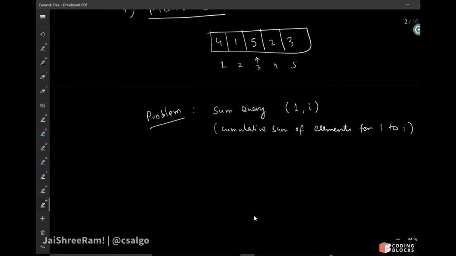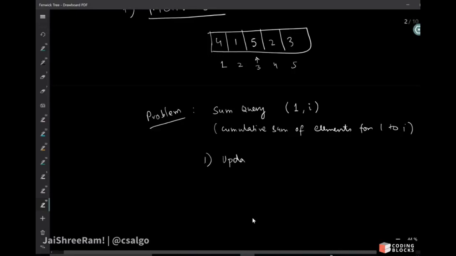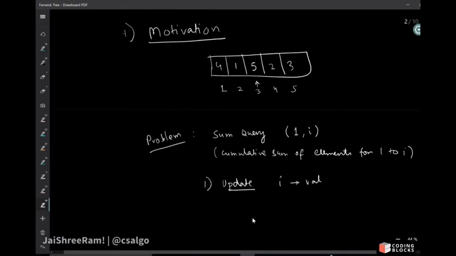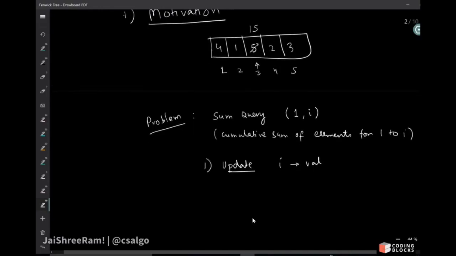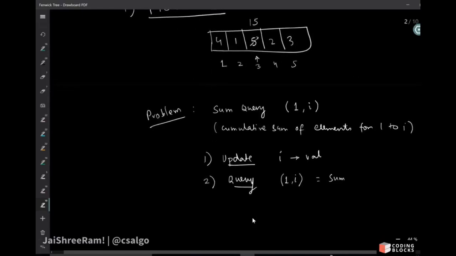But there are two things. There will be updates as well. An update says that you are going to update an index I with some value. Suppose I want to put 15 here, so 5 will be updated to 15. So you can update an index, and the second thing is you can query for the sum. In each query you have to tell the sum of the elements from 1 to I, the sum of the elements in this range. Now you cannot build a cumulative array because the updates are also there.